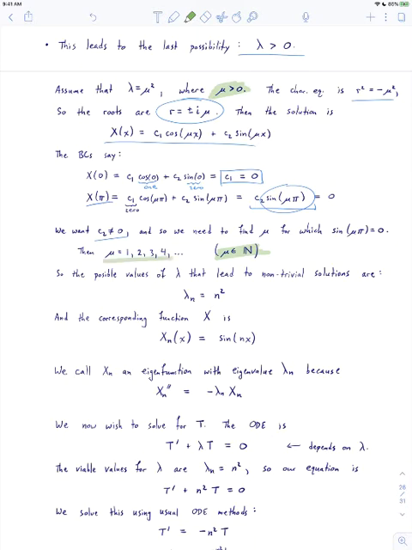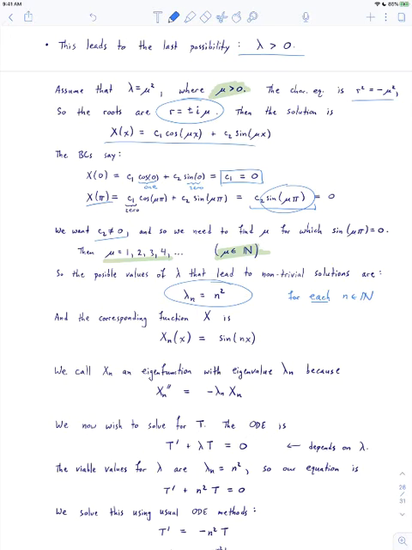So what does that tell us for the possible values of lambda? Well, lambda is equal to mu squared. So in other words, we're going to have a different choice of lambda for every n. So we call it lambda sub n. So we have lambda n is equal to n squared for each n in the natural numbers. So we have choices of lambda that will make this non-trivial.